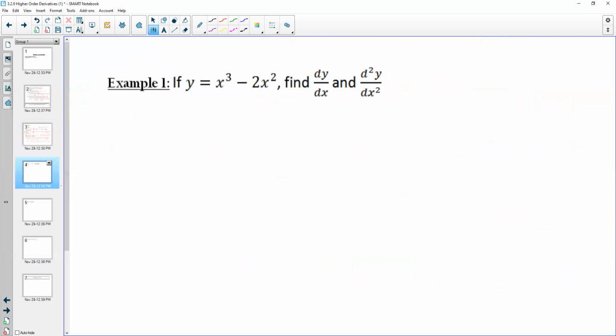Okay, so if our function is y equals x to the 3 minus 2x squared, find the first derivative and also find the second derivative. I forgot to do attendance, so try this one on your own. So find y prime, so differentiate this, right? Then you'll get 3x squared minus 4x, right? And then differentiate 3x squared minus 4x again. That's it.